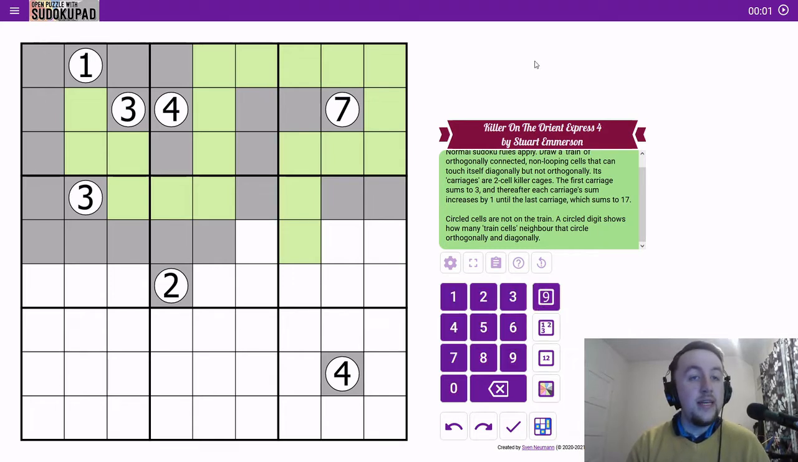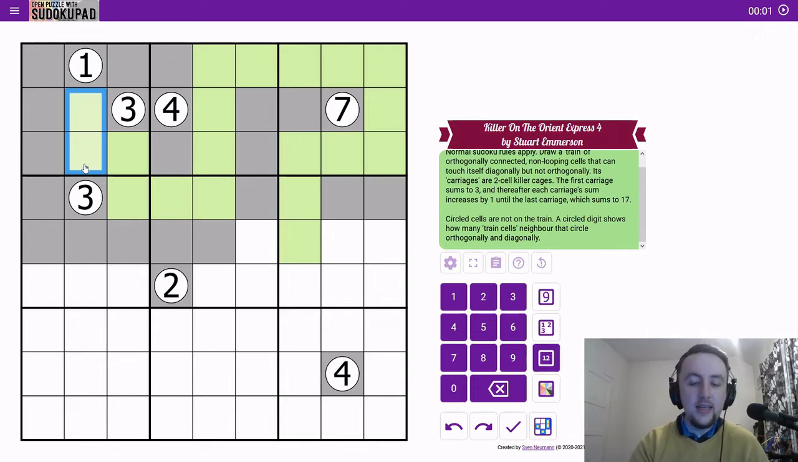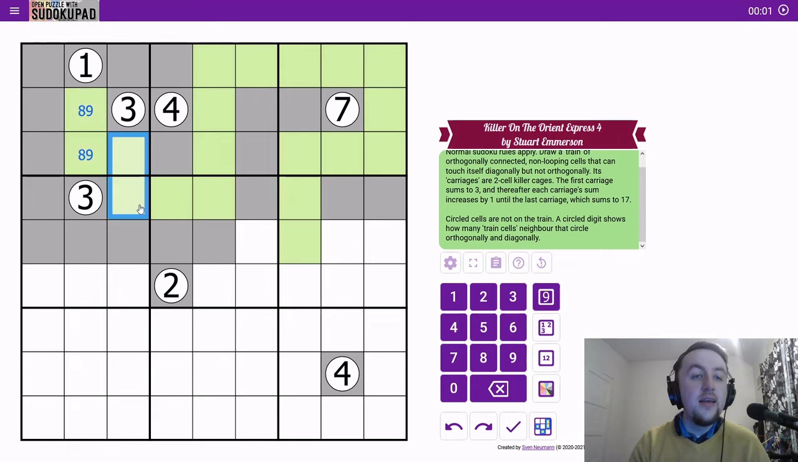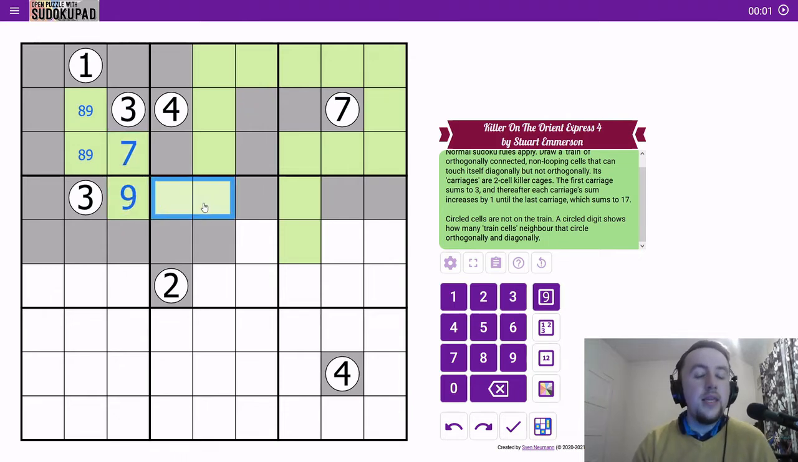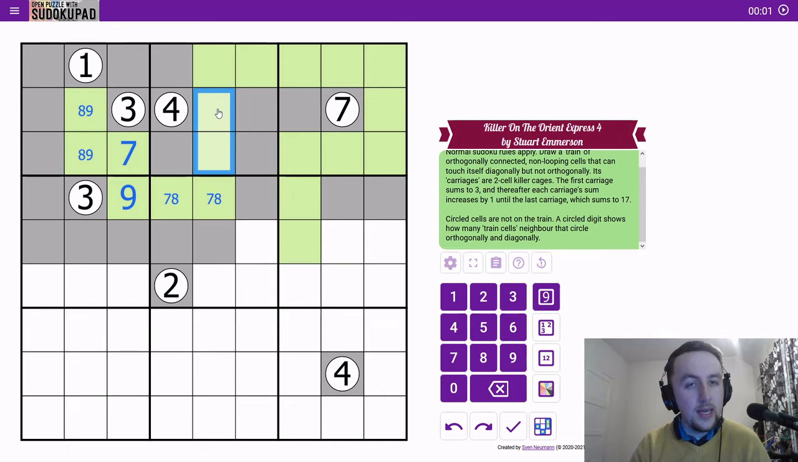Let's start writing in some digits. Is this the high end or the low end? Well, obviously it's not a 1-2 pair, so it must be the high end. It must be a 2-cell carriage adding up to 17, so it must be 8 and 9. This adds up to 16, so it must be 7 and 9, but because there's a 9 already there, that must be the 7, that must be the 9. These are 2 cells adding up to 15, but they can't be 9 and 6, so they must be 7 and 8.